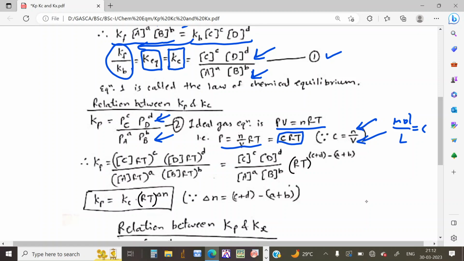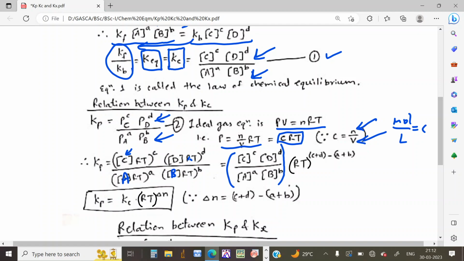So replace all P terms by CRT. So Kp is equal to concentration of C times RT raised to c, D times RT raised to d, over A times RT raised to a, and B times RT raised to b. Okay, so we can take out the concentration terms here.